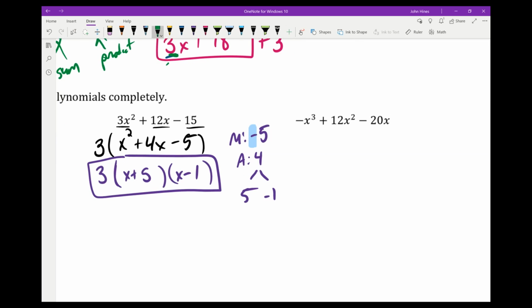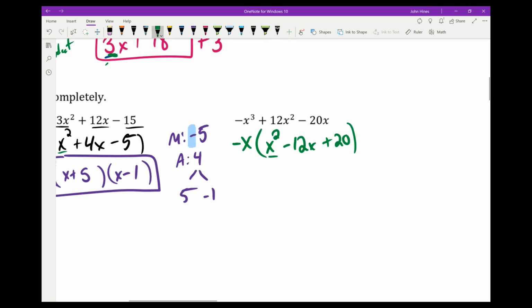All right, looking for a GCF. Well, everybody's got an x, and that negative out front's a little weird to factor. So let's take out a negative x here. That way my x squared term is always positive. We want that leading x squared term to be positive when we factor trinomials. It makes our life a lot easier. So I'm taking out a negative and a factor of x.